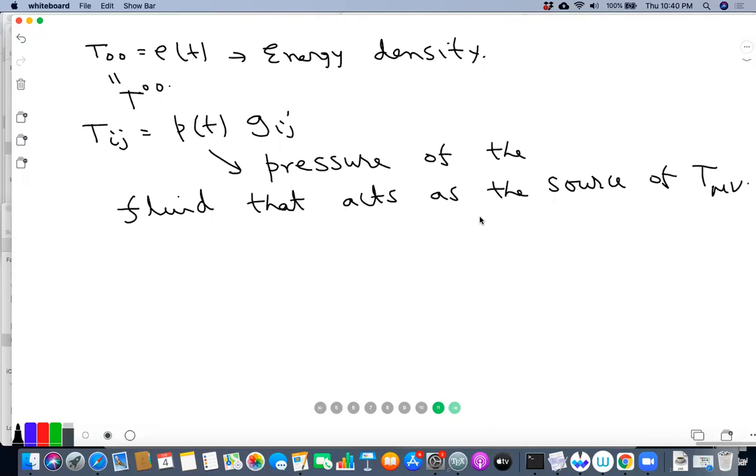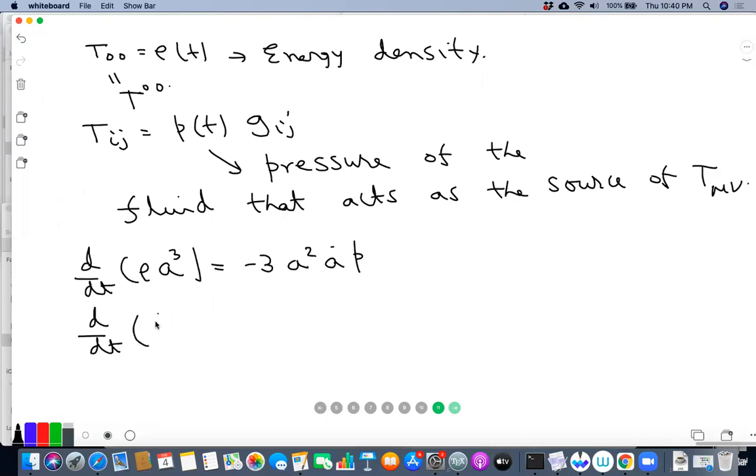So with this understanding, let me just show how we can understand the energy conservation equation in a simple way. So let's look at the energy conservation equation, d/dt of rho a cubed equals minus 3 a squared a dot times p. This I can also write as d/dt of 4/3 pi rho a cubed, as I just multiply by 4/3 pi, equals minus 4 pi a squared a dot times p.